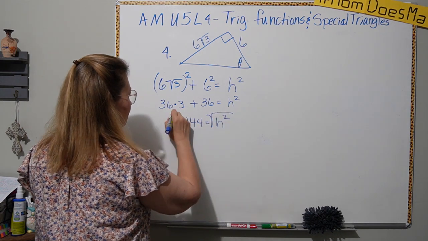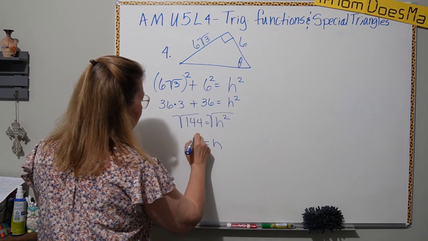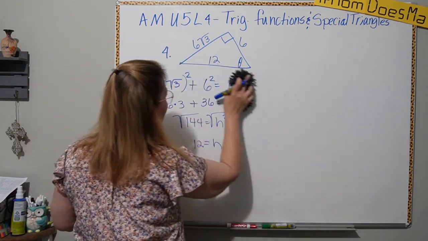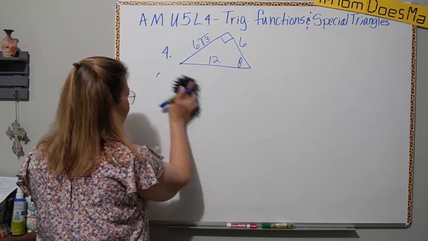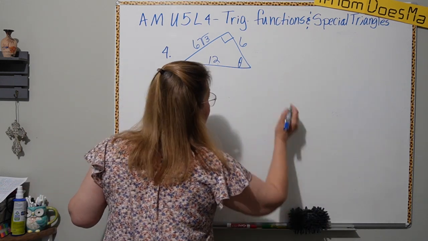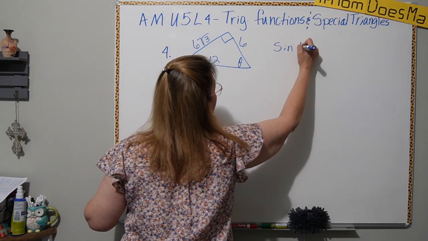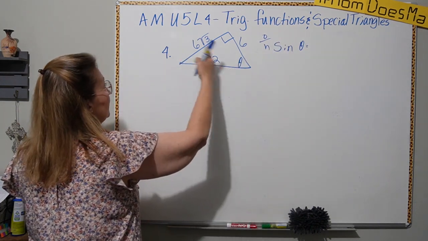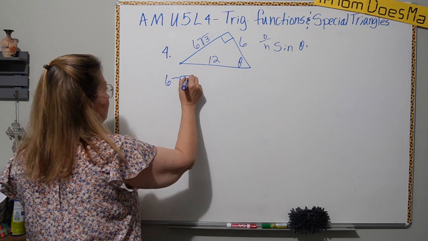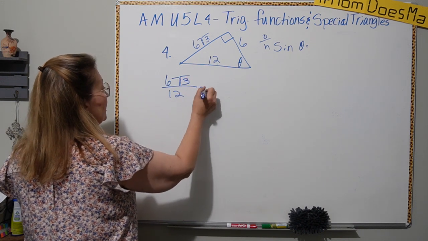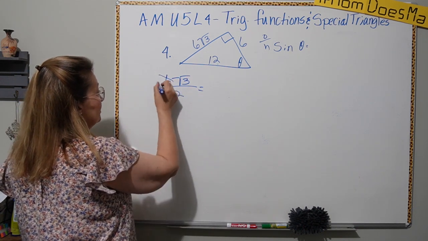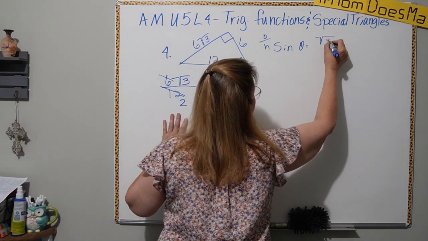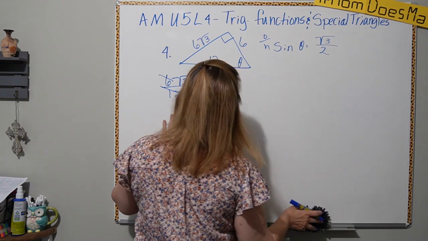And then we're going to take the square root of each side. So my hypotenuse is equal to 12. Okay? So now we have all the information we need. We can erase that. Our sine of theta is opposite over hypotenuse. So from theta, here's my side opposite, 6 square root of 3 over the hypotenuse. It's not irrational, but it can reduce down. So 6 can go into 12 2 times. So my sine is going to be square root of 3 over 2.